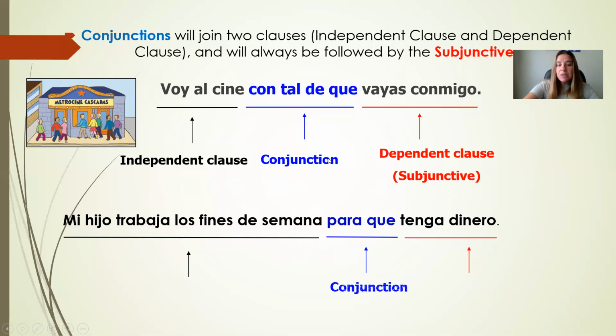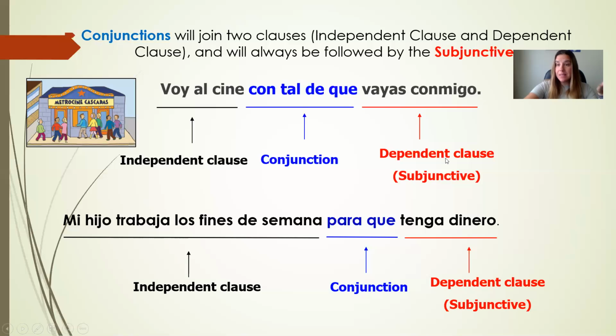Mi hijo trabaja los fines de semana para que tenga dinero. So mi hijo trabaja los fines de semana is the independent clause. If that were the only thing we saw, it would be a perfectly fine sentence. My son works on the weekends. Boom. Okay. Para que is the conjunction. For that, for what? Tenga dinero. So that he has money. And that's the part that's pushed into the subjunctive.